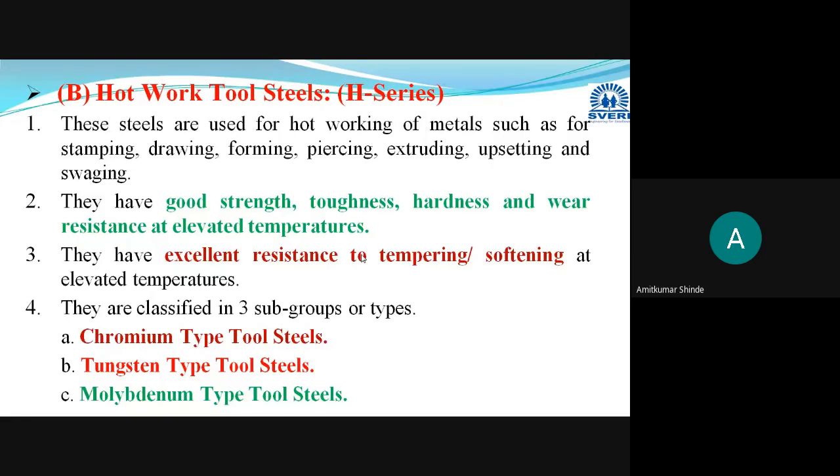And depending on the largest quantity of the largest present element, the naming is given as chromium type tool steel. If chromium is the principal alloying element, then that type of hot work tool steel will be termed as chromium type tool steel. If tungsten is the principal alloying element, it will be termed as tungsten type tool steel. If molybdenum is the principal alloying element, then it will be termed as molybdenum type tool steel. So these are the three basic types of the hot work tool steels.